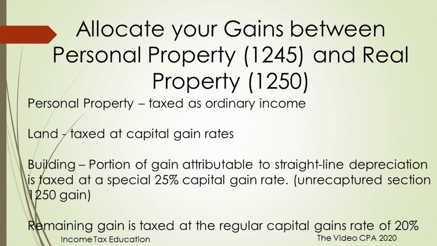So let's look at these allocations between the personal property and the real property a little bit more and talk about why it's a good idea to break out the land on the sales end as well. First of all, your personal property is going to be taxed as ordinary income. So if you've got a gain on personal property, it's going to be taxed as ordinary income, and that's known as Section 1245 property. Your land and your other real property are going to be taxed at capital gains rates, and they're known as Section 1250 properties.